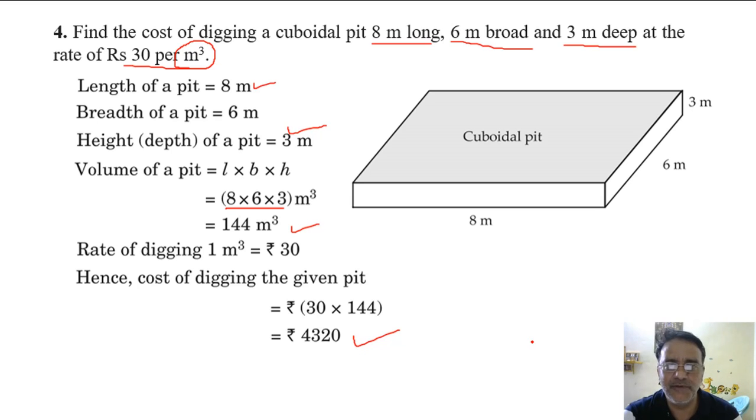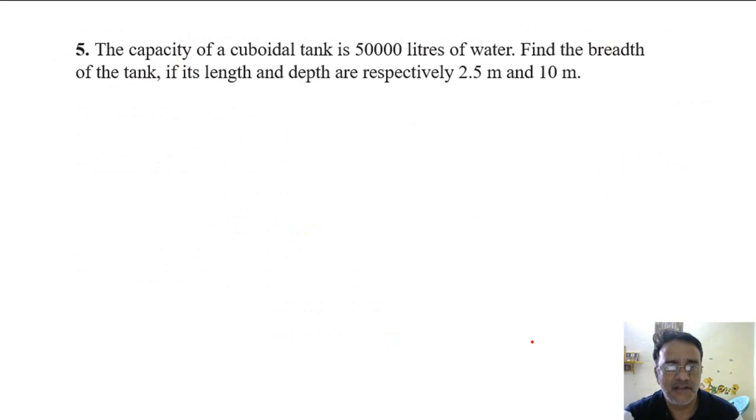Now we'll move towards question number 5. The capacity of a cuboidal tank is 50,000 liters of water. Find the breadth of the tank if its length and depth are 2.5 meter and 10 meter. Just now we solved one question in which height was not given. Here this is a similar question, but the only thing is that the volume is given in liters and the dimensions are in meter. Okay, so we need to convert liter into meter cube.